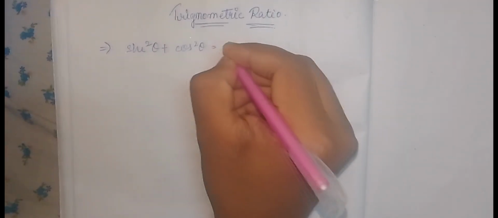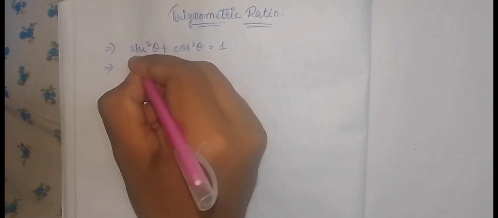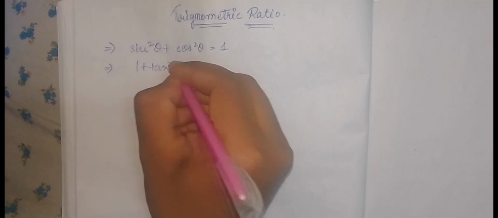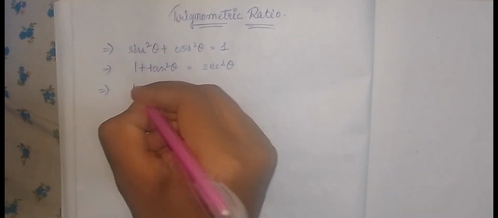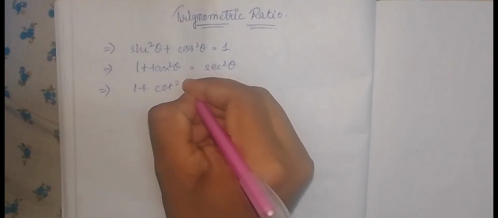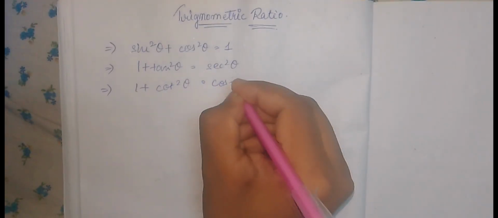In this chapter we have some particular formulas, which are: sin square theta plus cos square theta equals 1, 1 plus tan square theta equals sec square theta, 1 plus cot square theta equals cosec square theta.